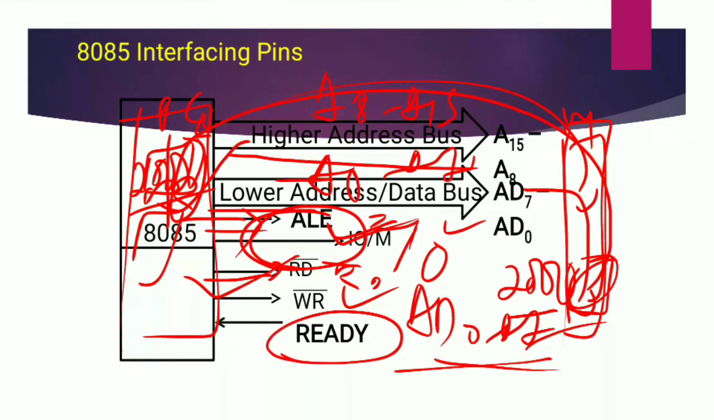The READY signal is used by the microprocessor to sense whether a peripheral device is ready to transfer data or not. If the READY pin is high, then the peripheral devices are ready to transfer data. If the READY pin is low, then the peripheral devices are not ready to transfer data to the microprocessor. So these are the interfacing pins: ALE, RD, WR, READY. These are the interfacing pins, along with AD0 to AD7 and A8 to A15.